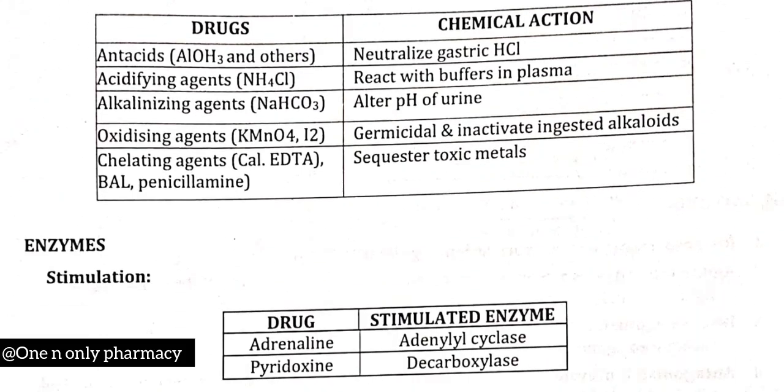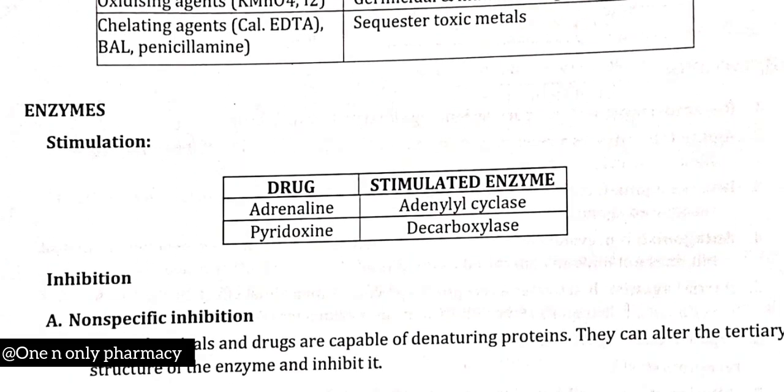Next, enzyme stimulation: drugs that stimulate enzymes. Which drug stimulates which enzyme? First one is adrenaline, which stimulates adenylyl cyclase. Pyridoxine stimulates the enzyme decarboxylase. These are the two drugs, adrenaline and pyridoxine. Pyridoxine means vitamin B6. Okay.